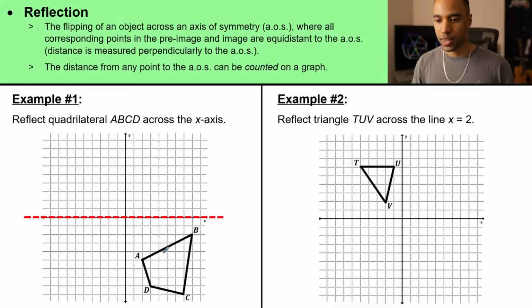Here we go. Start with A. A, we're going to go straight up, right, perpendicularly across the horizontal line. A is 1, 2, 3, 4, 5 units away from the axis of symmetry. So I'm going to reflect across it 1, 2, 3, 4, 5 points right here. This is where A prime sits. B is 2 units away, so B prime will also be 2 units away right here.